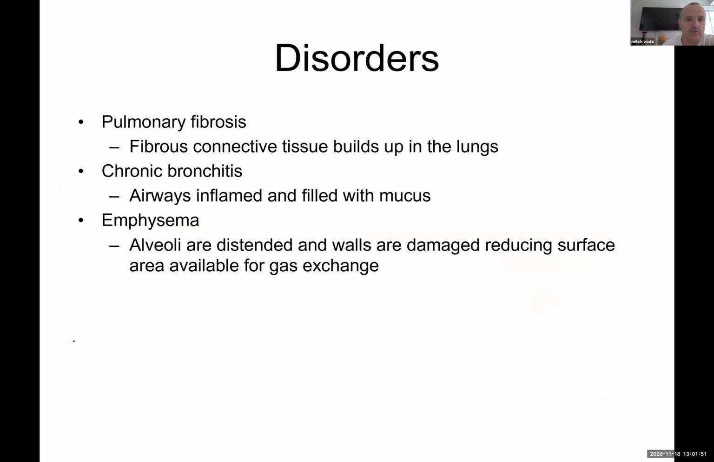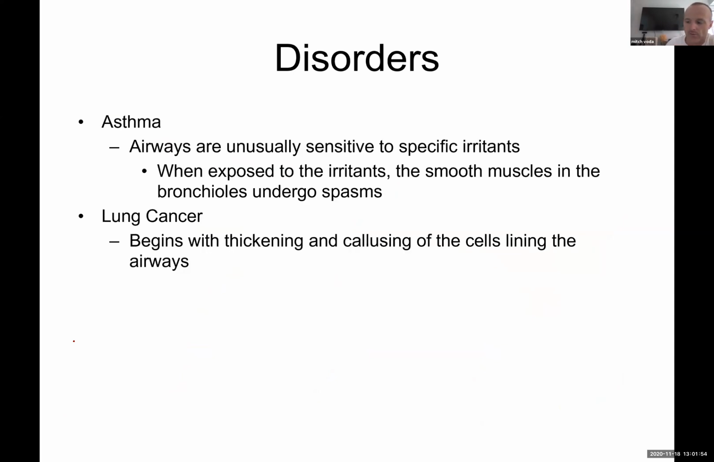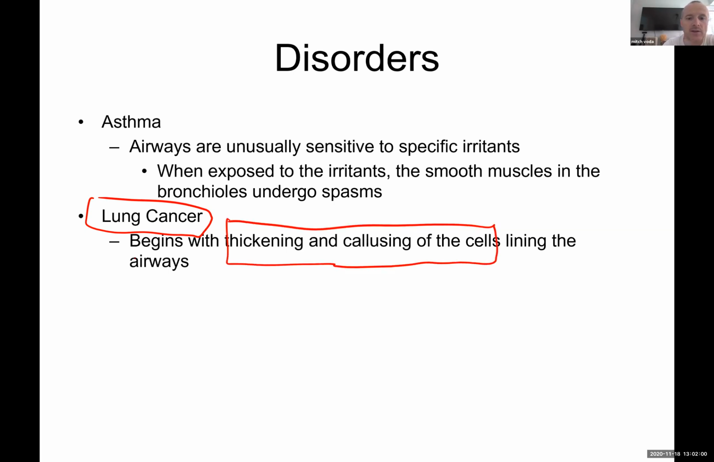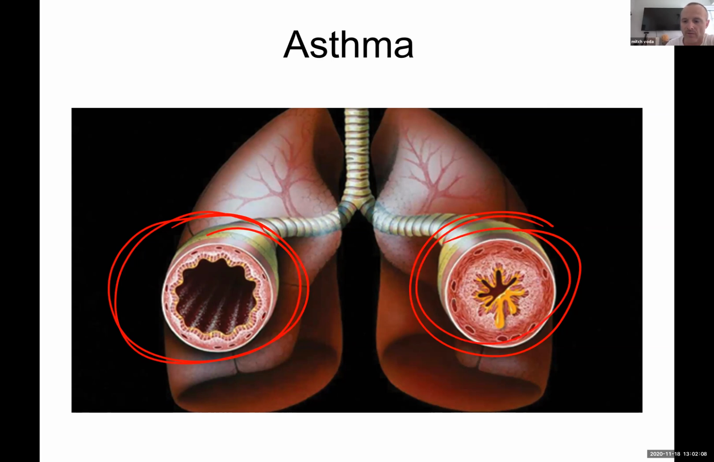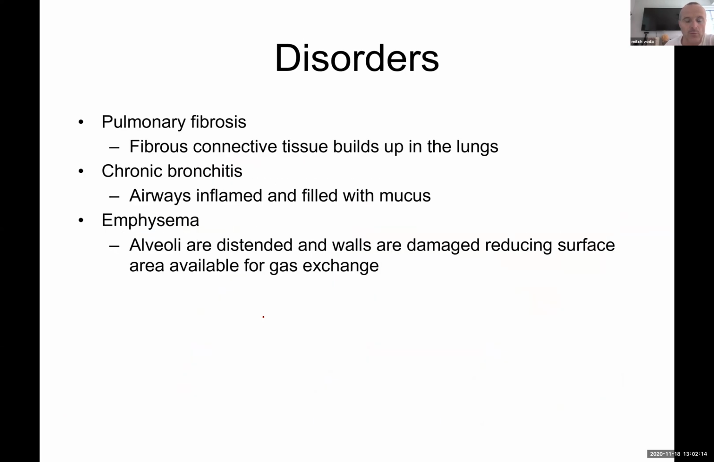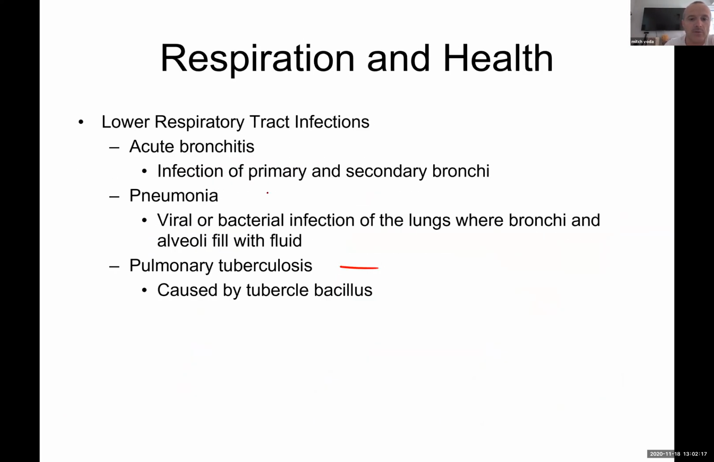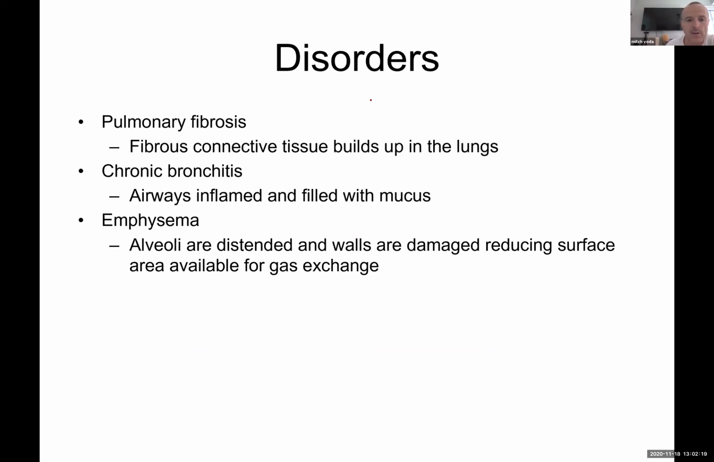Another lower respiratory tract disease is lung cancer, which is basically a thickening or callousing of the cell lining of the airways. You can see here asthma. This is a person that has asthma with the inflammation of the bronchi. And also, we talked about tuberculosis, pneumonia, bronchitis, and emphysema. You have all of them right here.